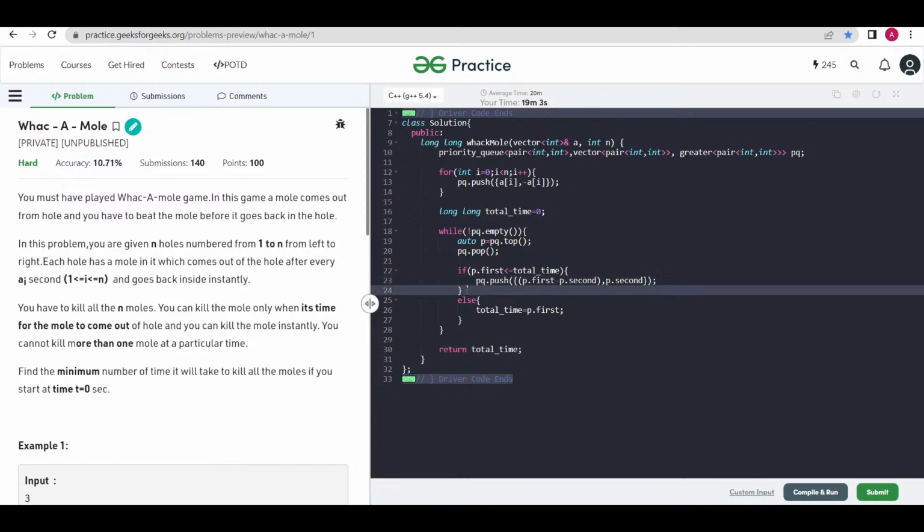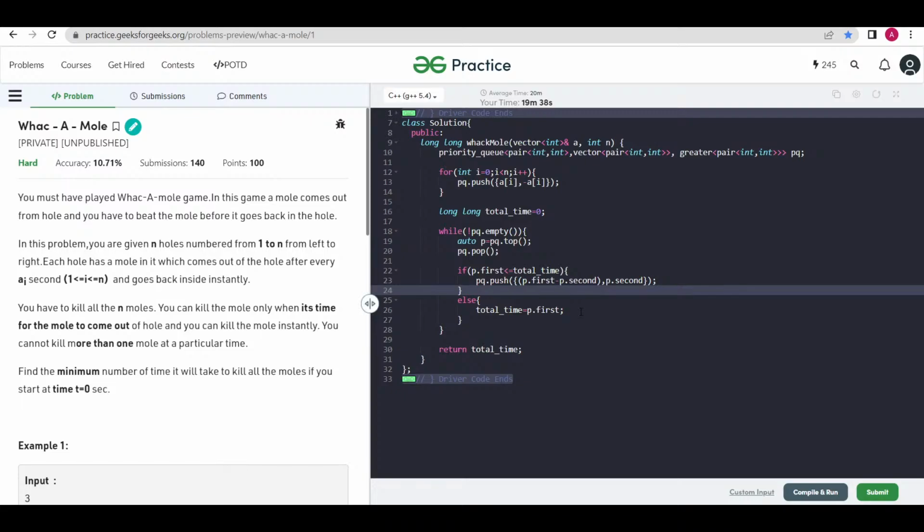Since we have pushed it, we don't have that particular mole in this condition that we can kill, so we are just pushing it into the priority queue, and the priority queue will be managed there, with the minimum time mole at the top. For the next iteration, when this condition fails, that is, when the total time should be lesser than the value at the first position of the priority queue, if it is lesser, then we can update the total time as the p dot first value.